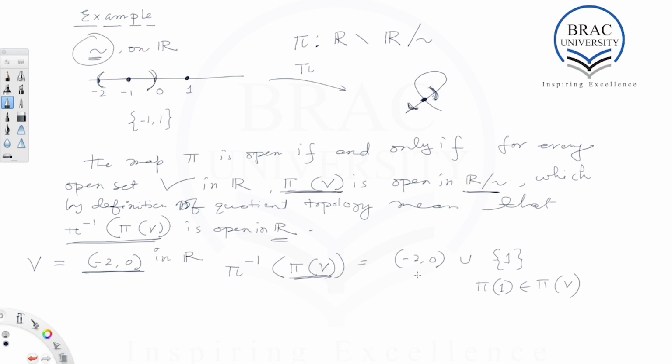And this is not open in R. Which means that pi is not an open map, and hence twiddle is not an open equivalence relation. Okay. All right, I think I'll take a break here.